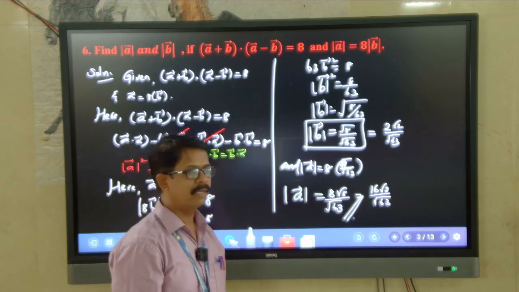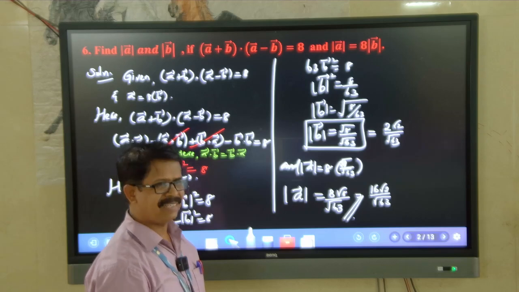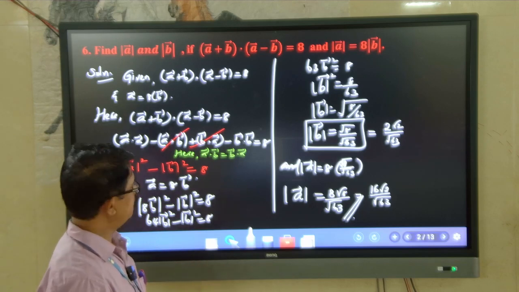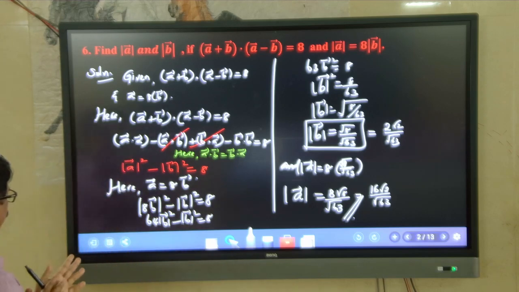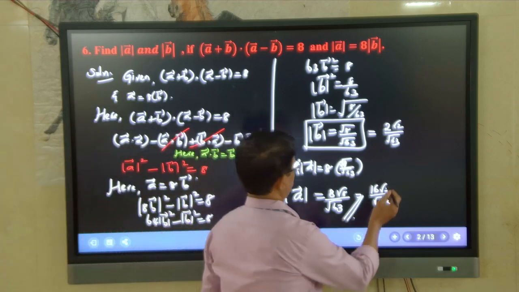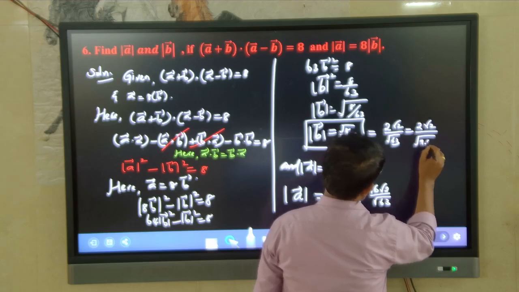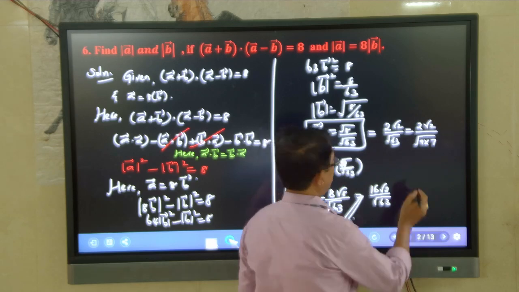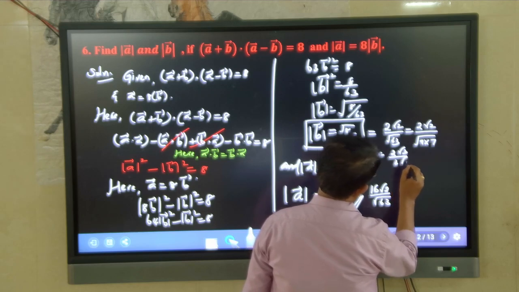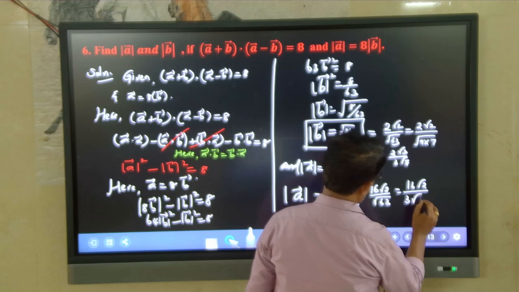Root 63, yeah. Answer? 3 root 7. Why? Here the denominator. Yes, no issue. That is 2 root 2 by square root of 9 into 7. That is equal to what? 2 root 3 by 3 root 7. That is also 16 root 2 divided by 3 into root 7.